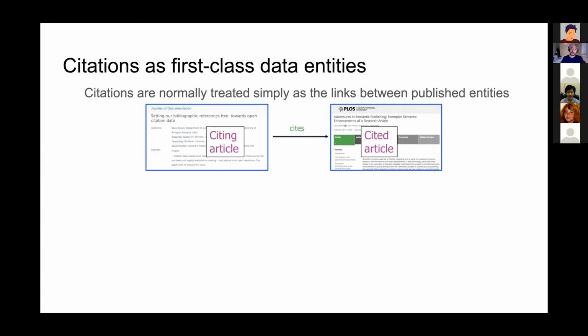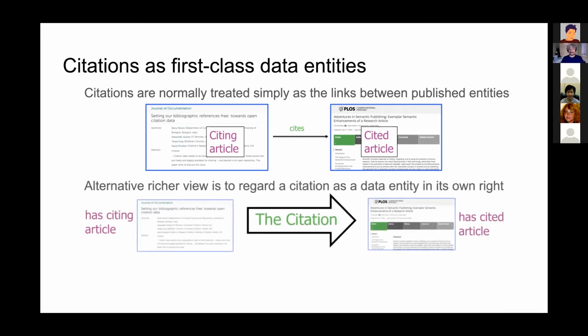In OpenCitations, we actually gave more importance to the relation itself. And that's why we decided to put the citation at the center of our collection. So the citation is not simply the link between a citing article and the cited article, but actually is an object per se.